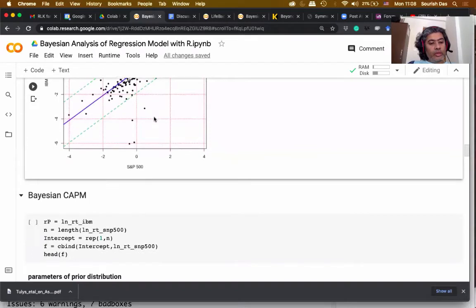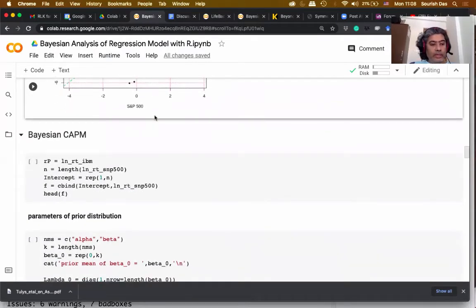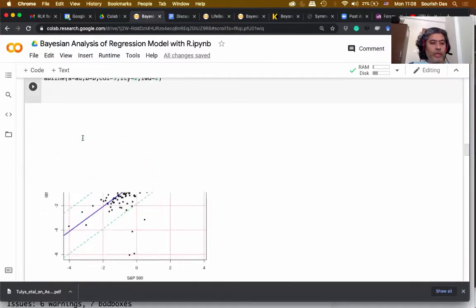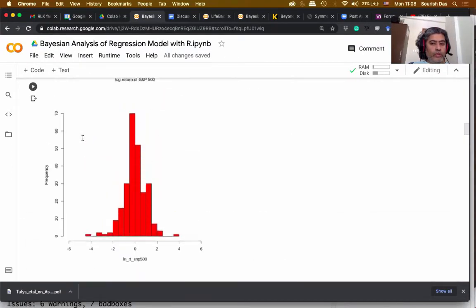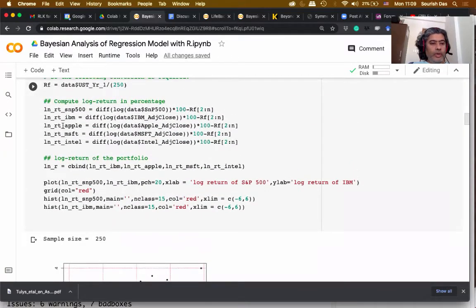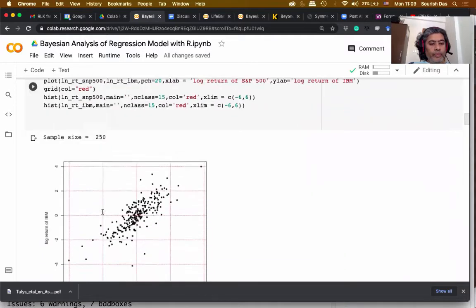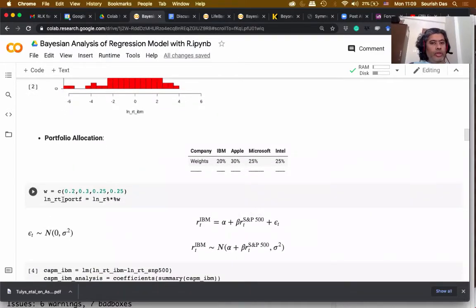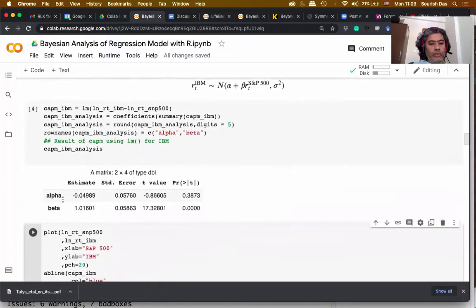Now we are going to fit Bayesian CAPM, which is basically a Bayesian regression model. So my main plan is to write a simple function later, so that basically RP is the sort of, I could have used Y also, no problem. So I've taken ln RT, the log return of IBM. Here you can change the log return of IBM to the log return of Apple, Microsoft, Intel, or the log return of the portfolio. Here we have calculated the log return of the portfolio. So you can plot the log return of the portfolio also.